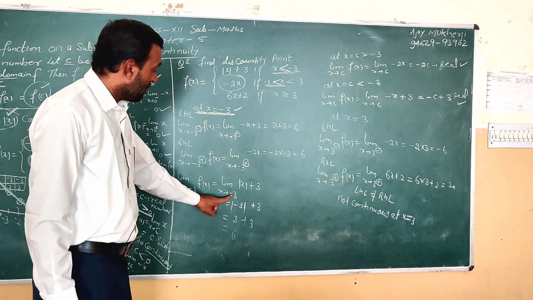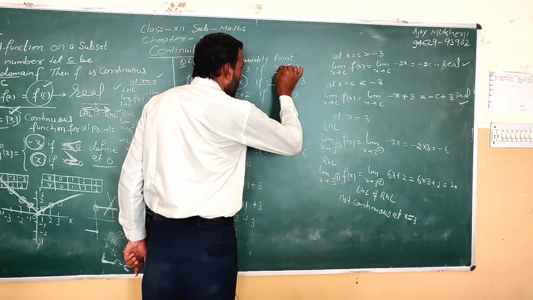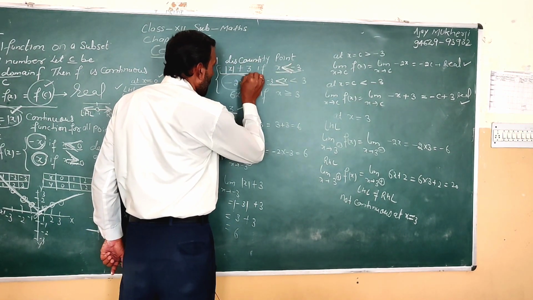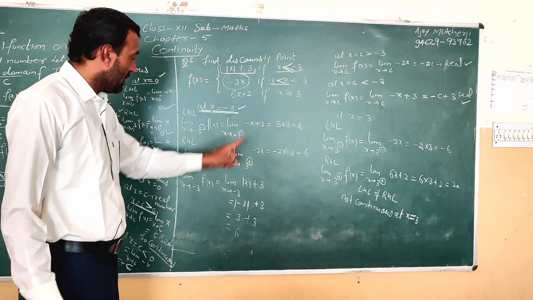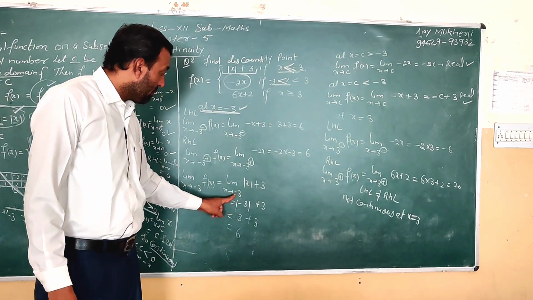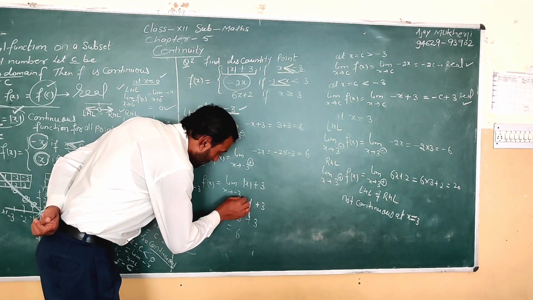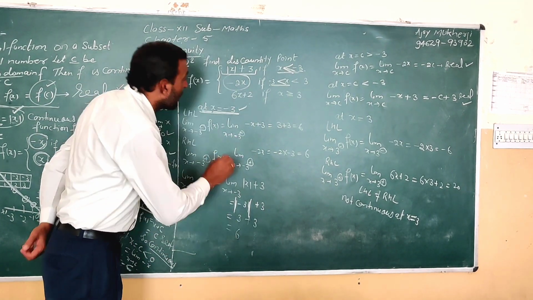Now we discuss the third, equal to. Limit x tending to minus 3, f(x). For equal to, here is minus 3, we are taking this complete value, modulus x plus 3. Replacing x by the value minus 3 inside the modulus, the answer is always positive, 3 plus 3, we get 6.